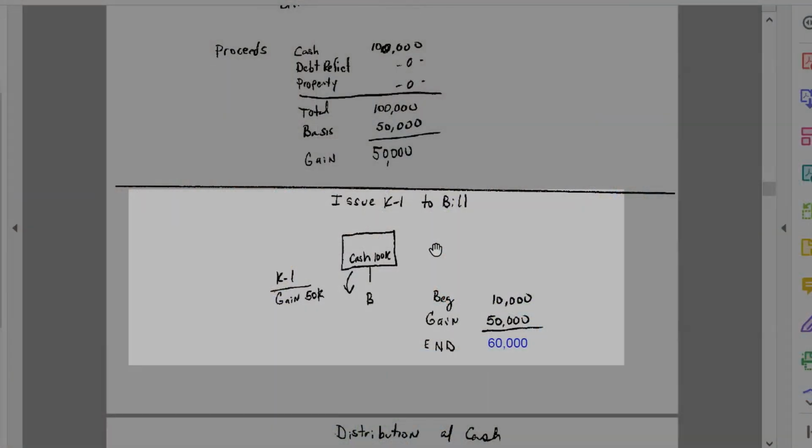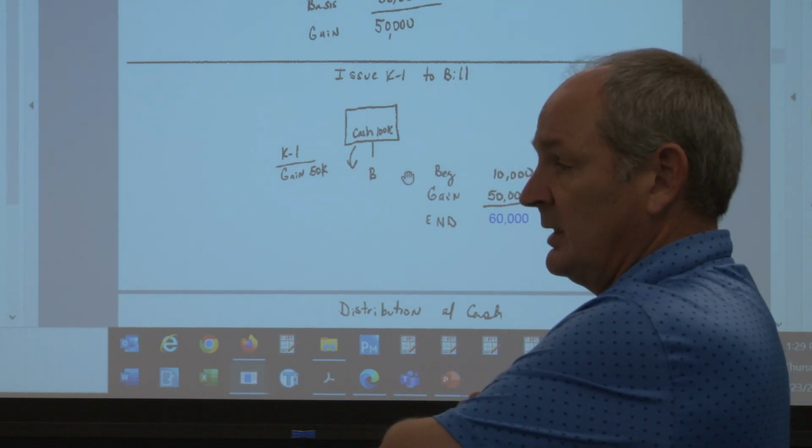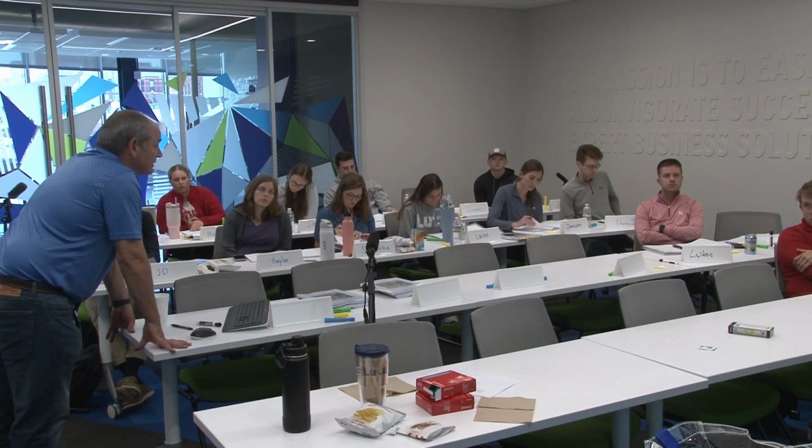Okay, then we have a K1. We have beginning basis of 10 for Bill. The K1 is issued to Bill, and we have gain of 50, correct? And we have ending basis of 60. So now we have multiple data points. We have CEMP of 40, AAA of 50, and basis of 60. If the corporation then distributes the 100,000, tell me what's happening here.